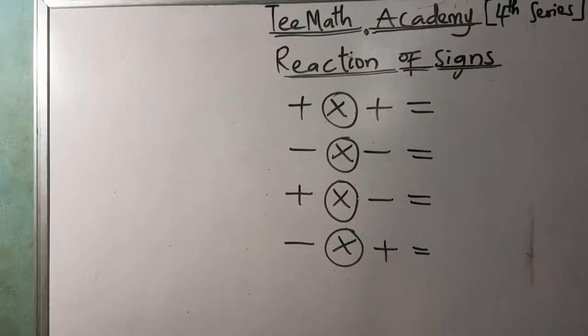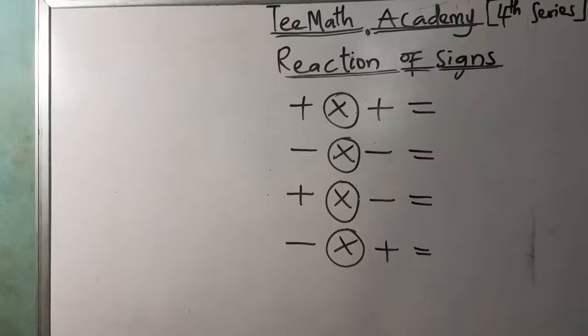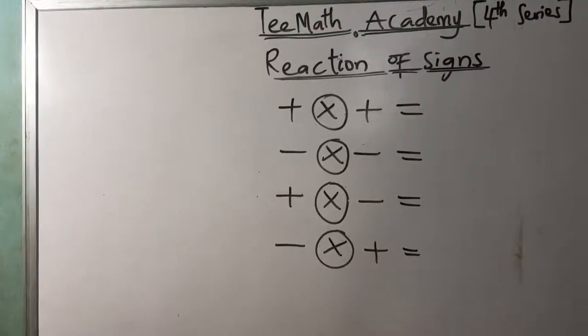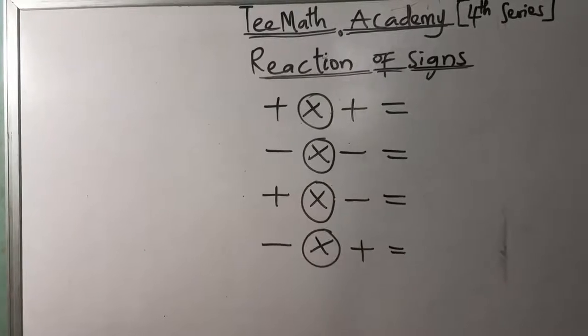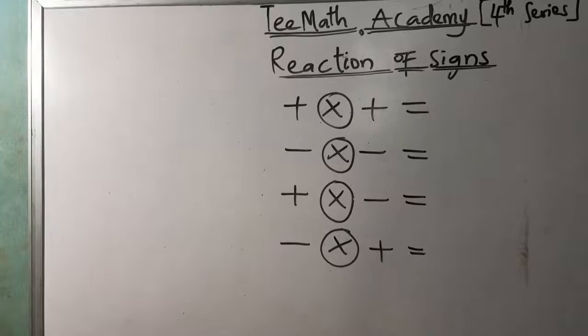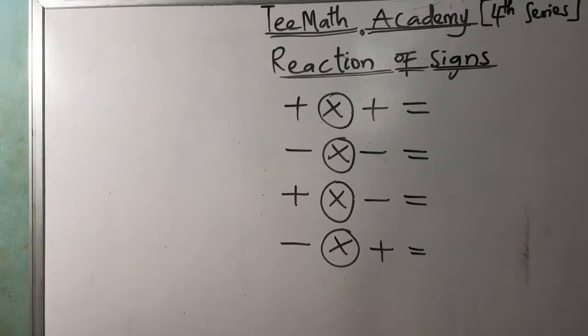Today we are moving to reaction of signs. We have studied variables in series one, and series two, three, and this four. So if you have been following us, see yourself like you are on your way to becoming a mathematician. Please be consistent with the lessons, and before you know it, you're a mathematician already.